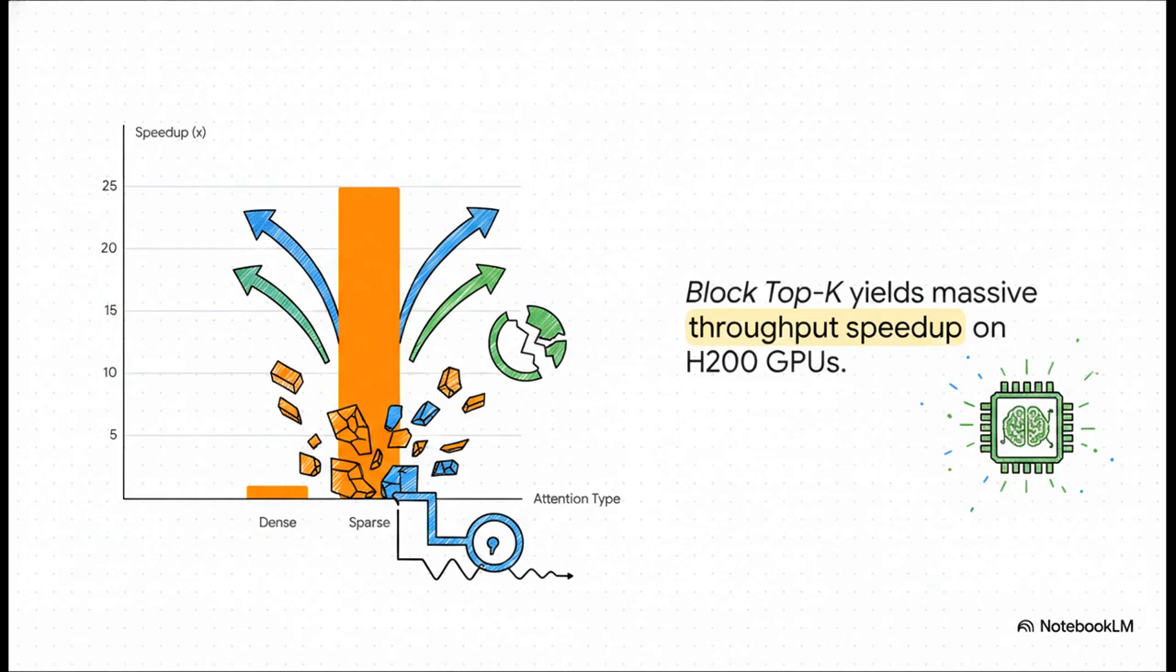And the throughput results are no joke. When you implement block Top-K Sparse Attention on something like H200 GPUs, you aren't just getting a small incremental bump. For smaller models generating long sequences, you can see up to a 25 times wall clock speedup. You literally shatter that KV cache traffic jam and restore the practical utility of smaller models.